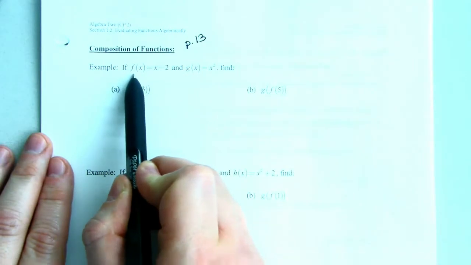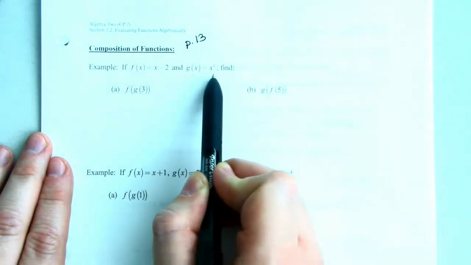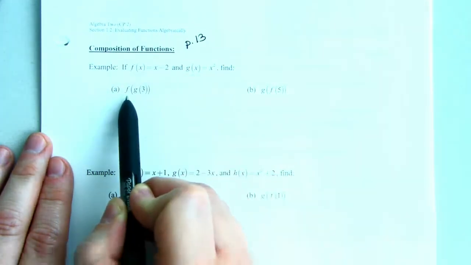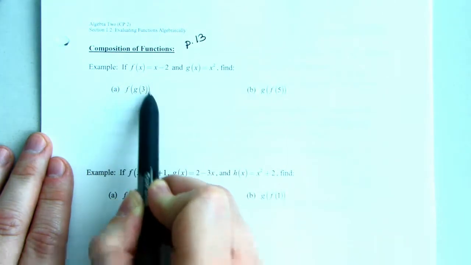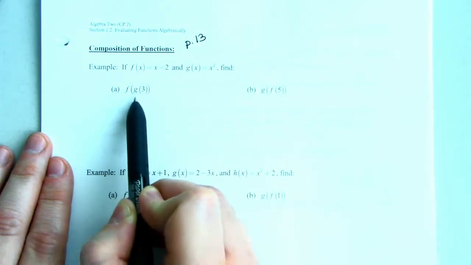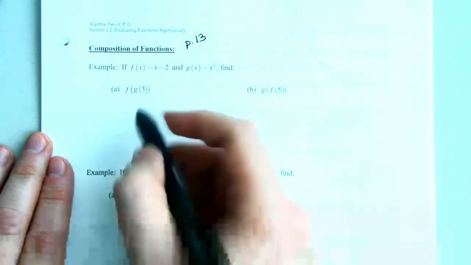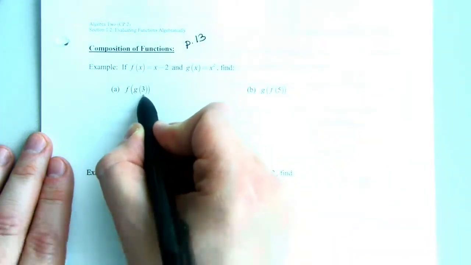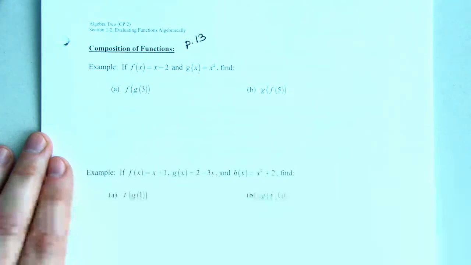I've got two functions, f of x equals x minus 2, g of x equals x squared. I want to find f of g of 3. What this is telling us is I want to go find g of 3. Plug 3 into the g function, get an answer. Once we have that answer, I'm going to plug that answer into my f function.